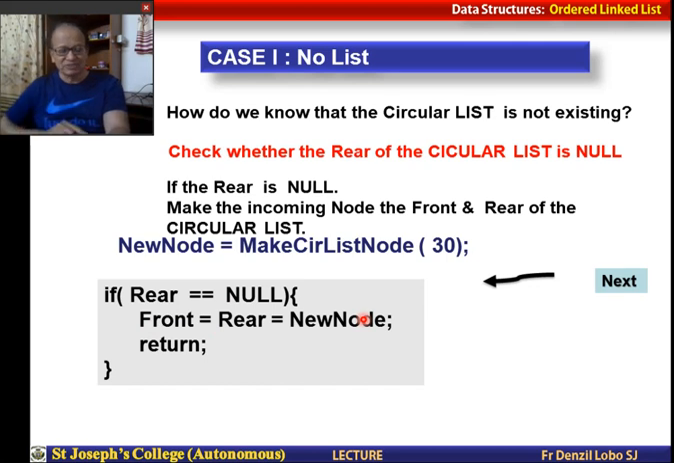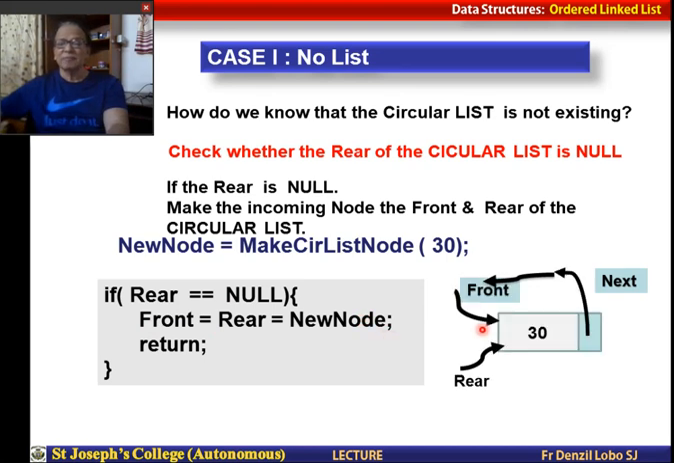Then I have to connect now. In that same function, you will be connecting rear to the front. So return. All right. So here it is. The new node which contains 30 points to front and rear, and of course afterwards we'll link this rear to the front. That is done in the function I will be explaining to you.